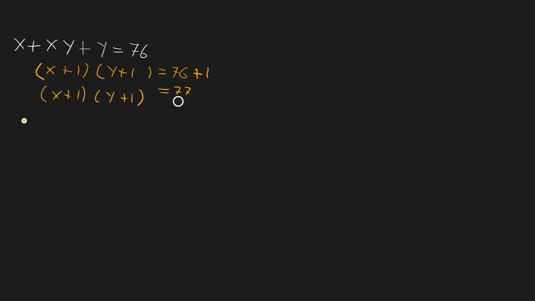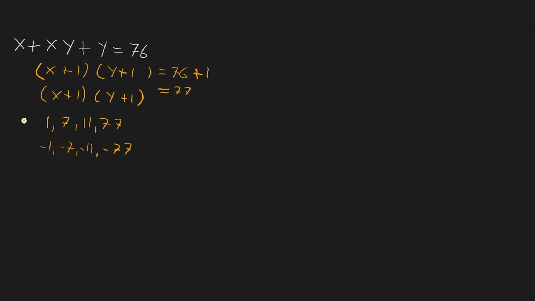We need to figure out which numbers are divisors of 77. Well, 1 is a divisor, 7 is a divisor, 11 is a divisor, and 77 is a divisor. And obviously there are negative counterparts: minus 1, minus 7, minus 11, minus 77, because we work in all integers, so the negative numbers are possible outcomes as well.